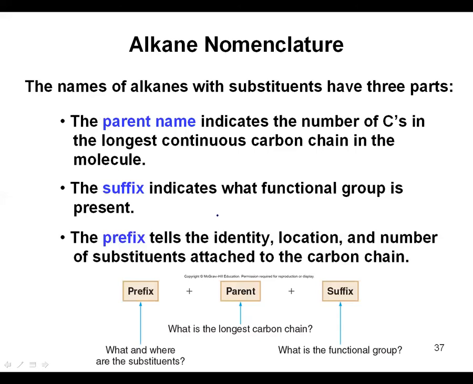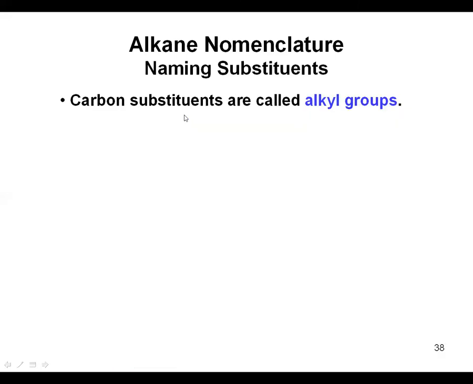It sort of tells us where everything is located. So the suffix is how we change the last part of the name based on the functional group. The parent name is the longest continuous carbon chain. And the prefix is, again, the groups that are attached. Groups that are attached are sometimes referred to as substituents. These are groups that are basically attached to the longest continuous carbon chain. Let's just try to get to one here.